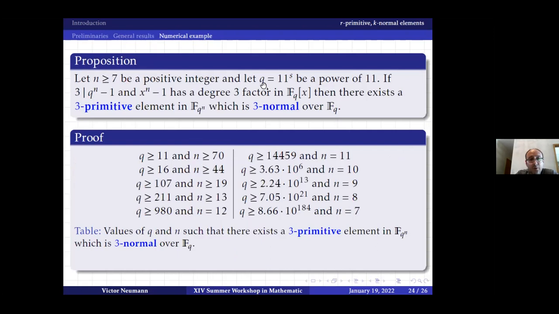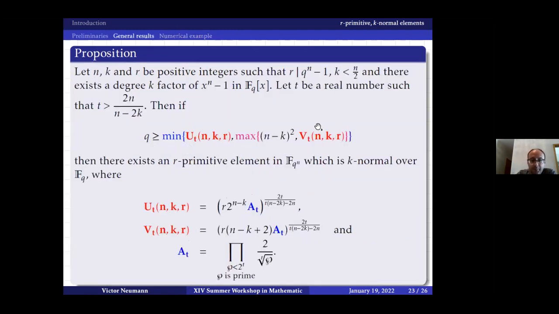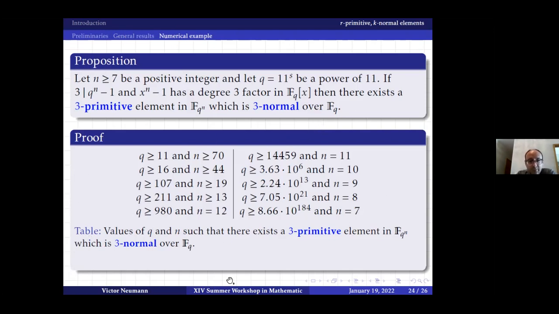We take q a power of 11, and we study three primitive, three normal elements on these kinds of fields. First, with the last inequality here, we take these conditions for the existence of three primitive, three normal elements. So for n sufficiently large, we get q greater than 11. But for n equal to 7, q is very, very large.